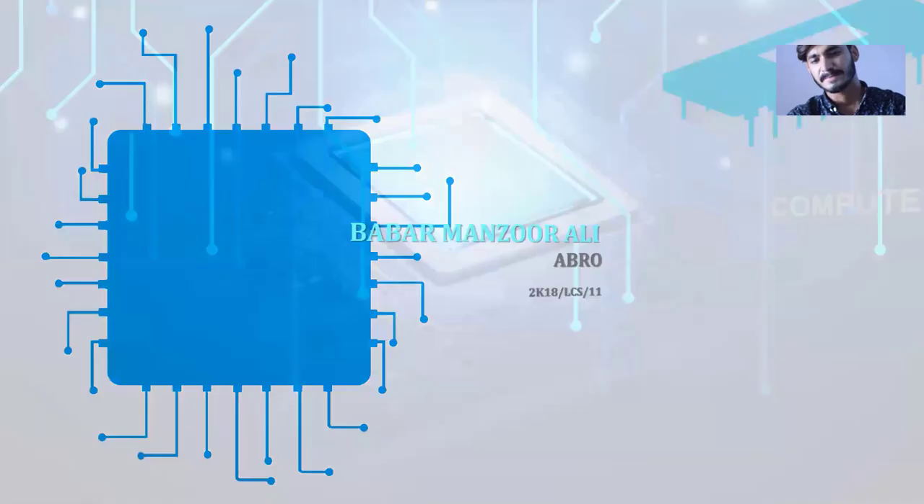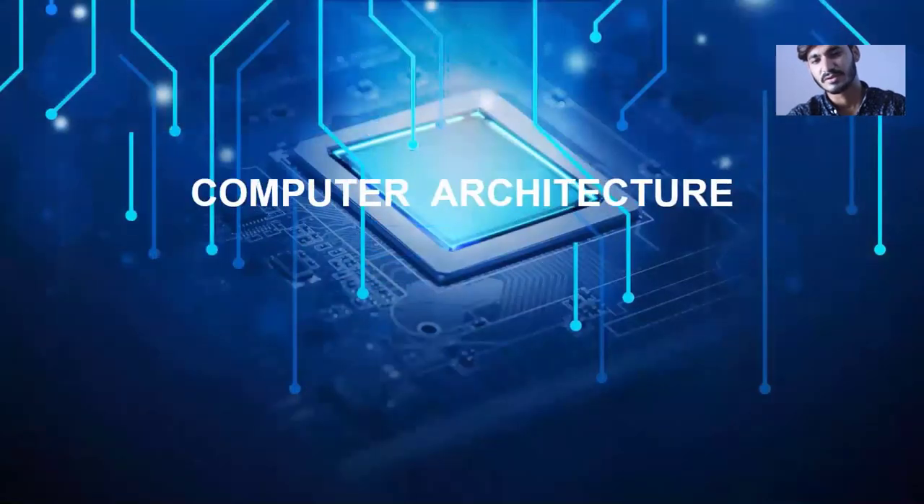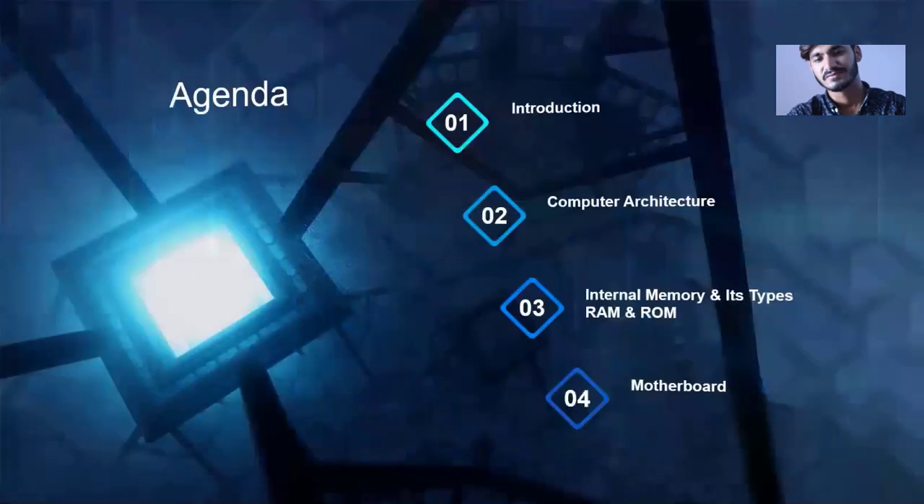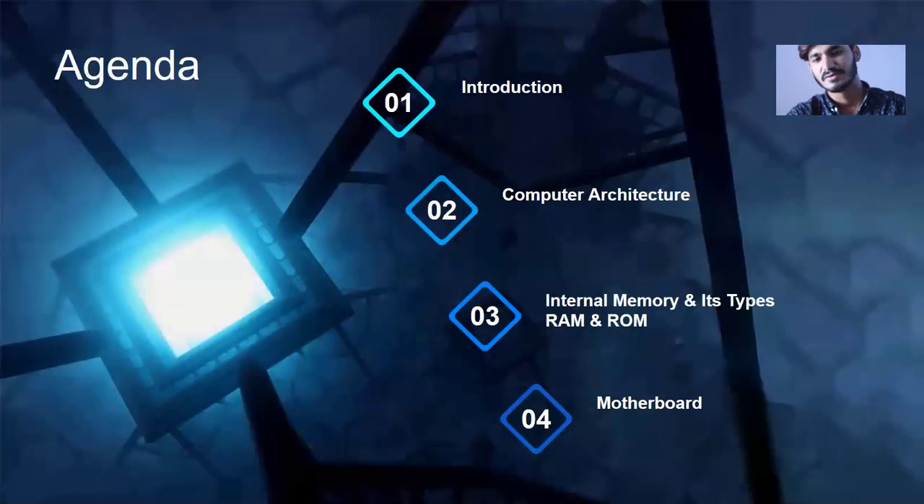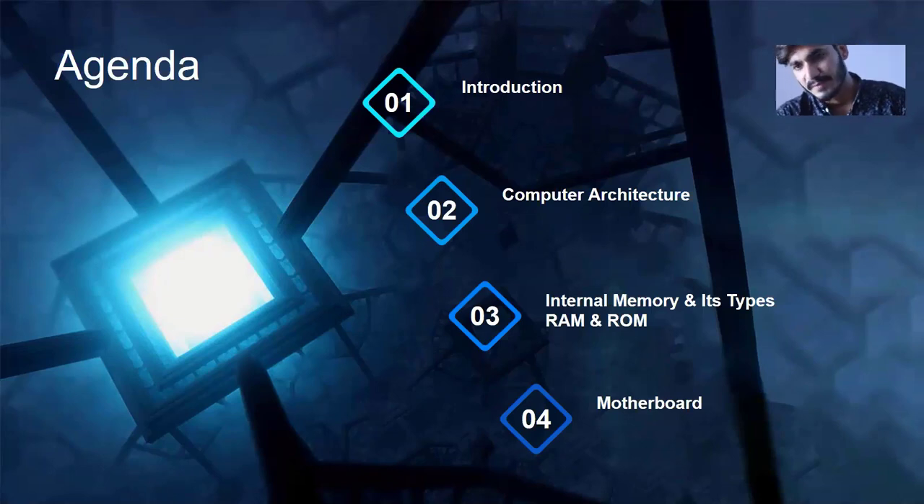Today we will learn about computer architecture. These are the contents which we will discuss: introduction to computer architecture, internal memory and its types, RAM and ROM. And in the last, we will discuss the motherboard.